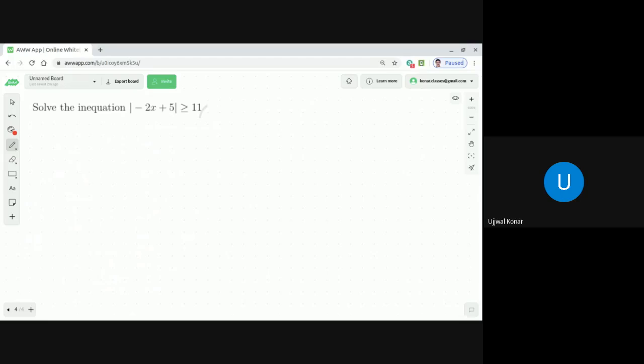Okay, dear students, let me also start. If you recall, when mod x is greater than or equal to a, this implies either, if anyone already found the solution, you can let me know what you get. Either minus 2x plus 5 is greater than or equal to 11, or minus 2x plus 5 is less than or equal to minus 11.